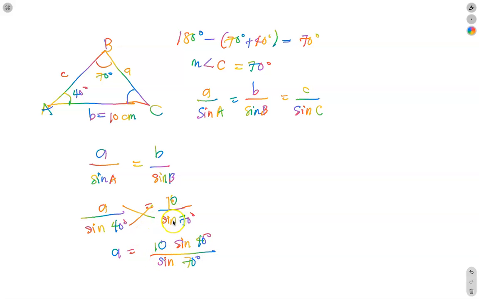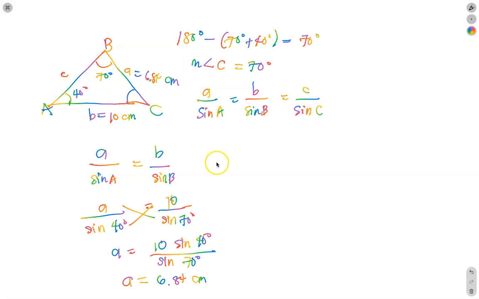We no longer multiply this one with a because we're looking for a. Using your calculator to solve for the value of this one, a is equal to approximately 6.84 centimeters. So we have now the value of a, which is 6.84 cm.